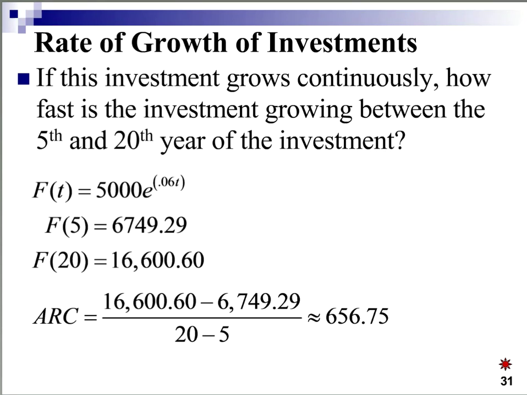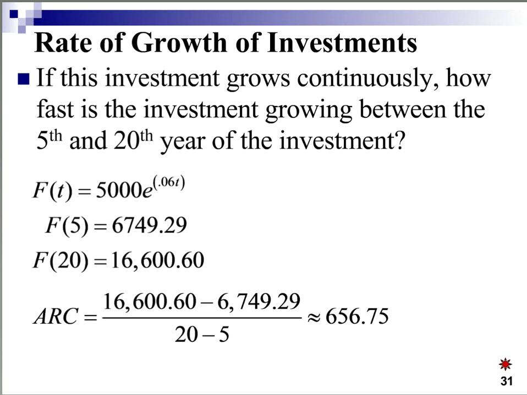The first point is on the horizontal axis. The value there is 5. The vertical axis is 6749. So that's like an XY point, 5, 6749. The second point is 20, 16,600. So you really have 2 points.